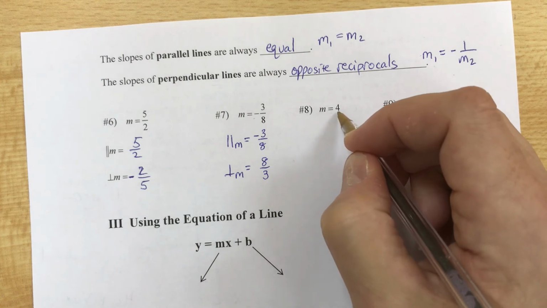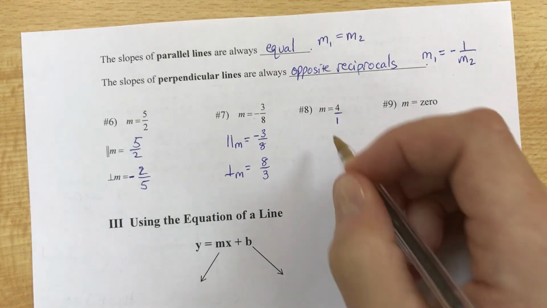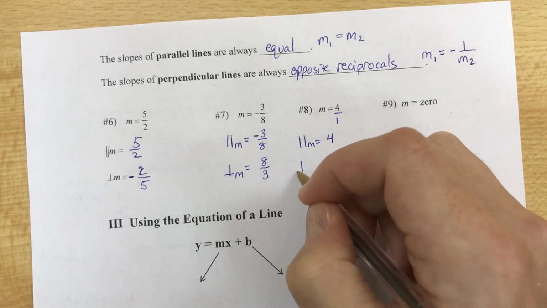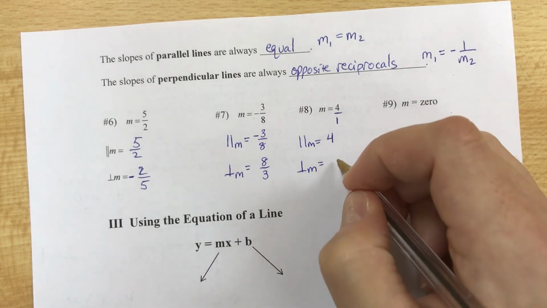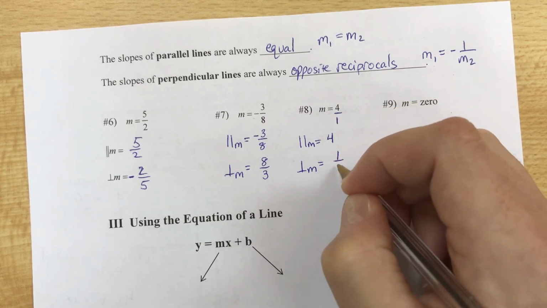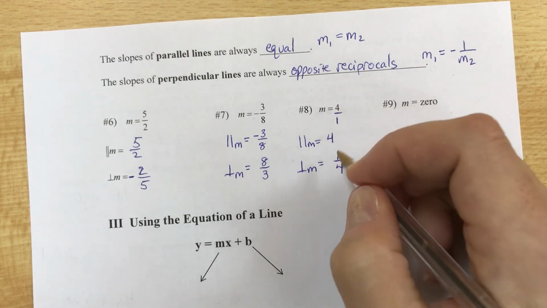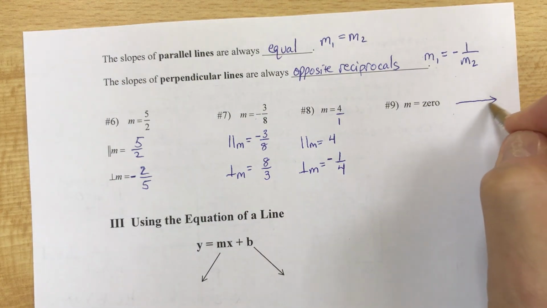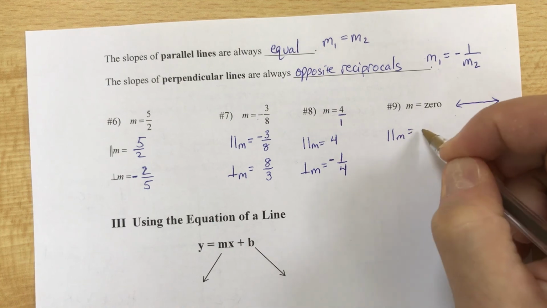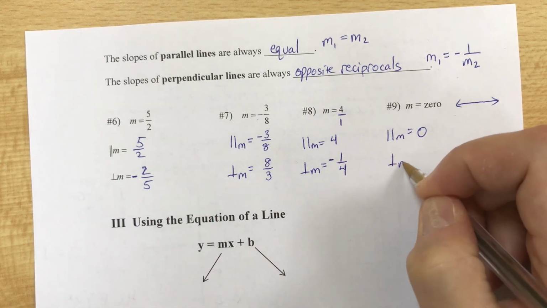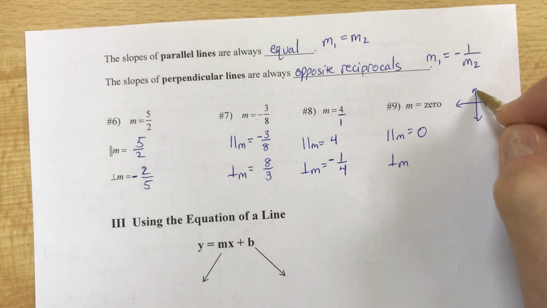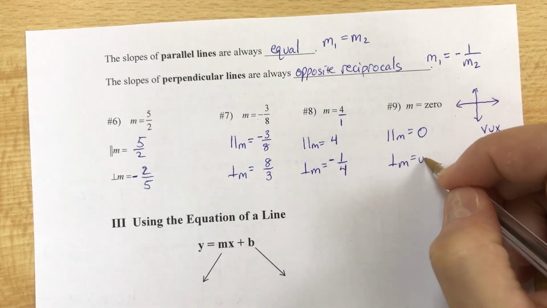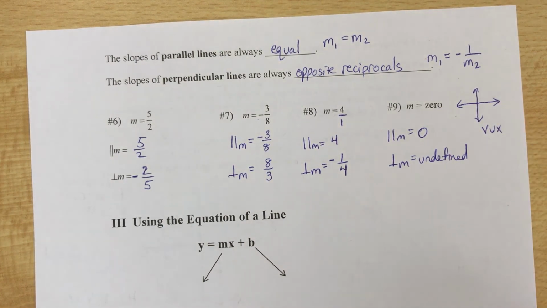Let's say it's an integer like 4. I'm going to write that as 4/1. Parallel line, same slope, 4 or 4/1. Perpendicular, I flip the fraction. That's why I put the 1 there. When I take the reciprocal, it's 1/4. If the slope was positive, now it's negative. And the last one, if you have a 0 slope, that's horizontal. So a parallel line is also 0. But a perpendicular line, which is vertical, the slope is undefined. And that's the end of part 1.